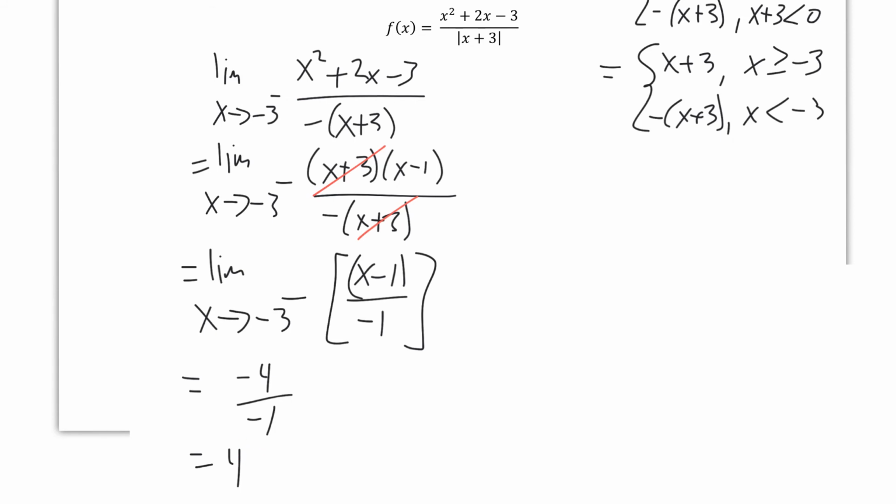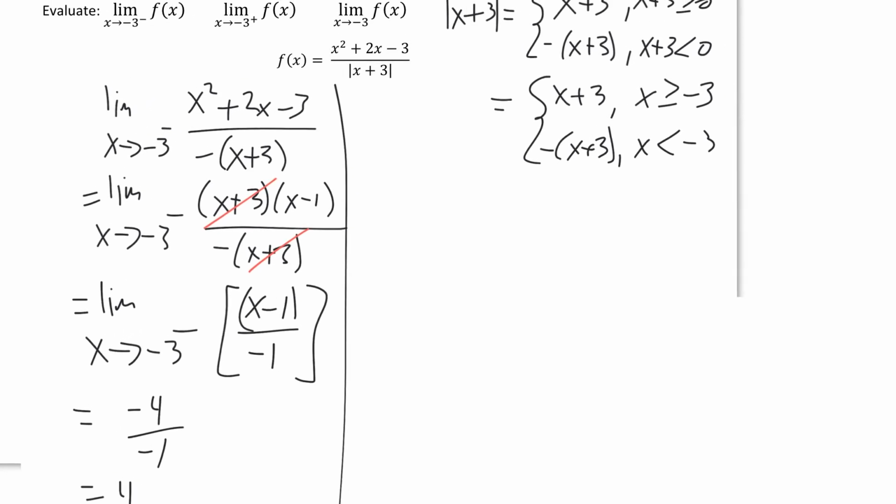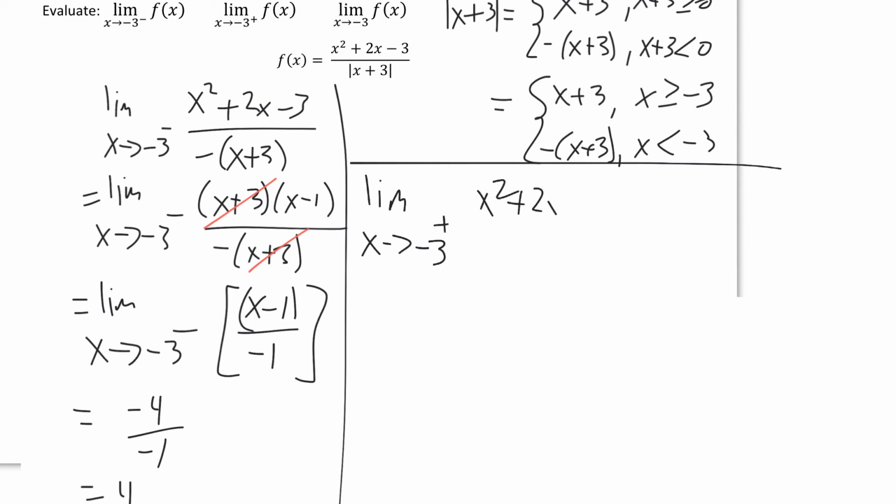Now we're going to go ahead and do the same process as x approaches negative 3 from the right. So we'll just box that off there. And now we'll do the limit as x approaches -3 from the right. Well, the top is still going to be x squared plus 2x minus 3. But the bottom is going to be, well, we're approaching -3 from the right, which means we're taking values greater than -3, so we're going to use x plus 3 on the bottom.